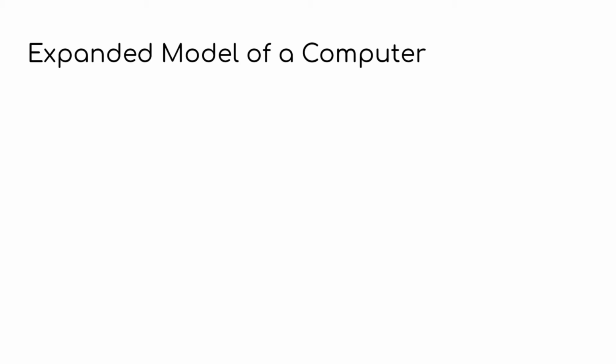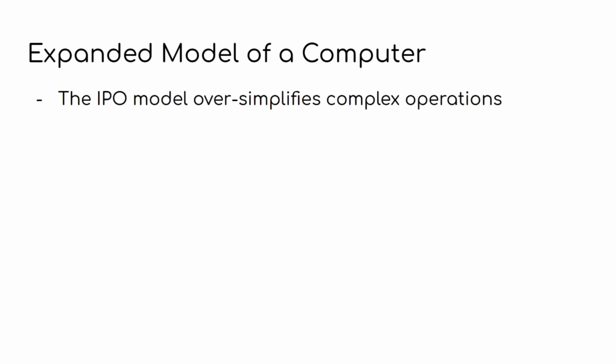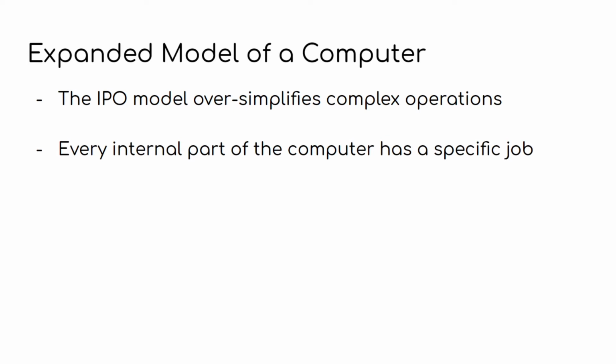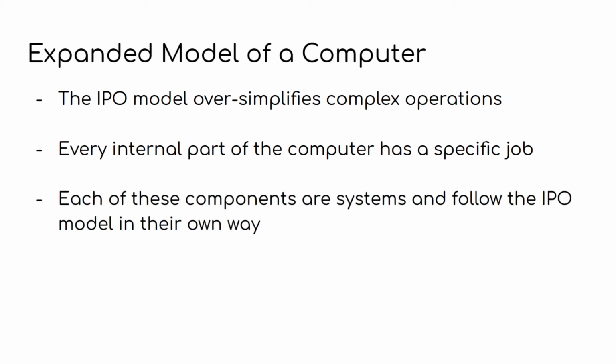So the IPO model that we were talking about in the previous lesson, input, process, output, kind of oversimplifies complex operations, as I spoke about towards the end of the lesson. Every internal part of the computer has a specific job, as well as every external part of the computer, that relates in some way to either input, process, or output. Each of these components are systems in and of themselves and follow the IPO model in their own way. I talked about that towards the end of the lesson, but I kind of breezed over it.